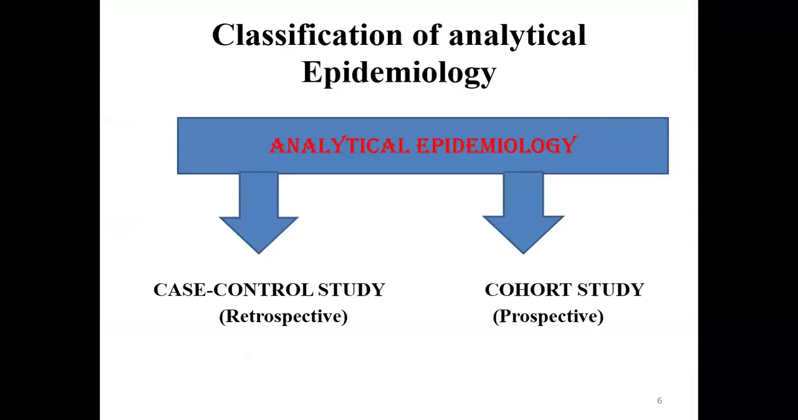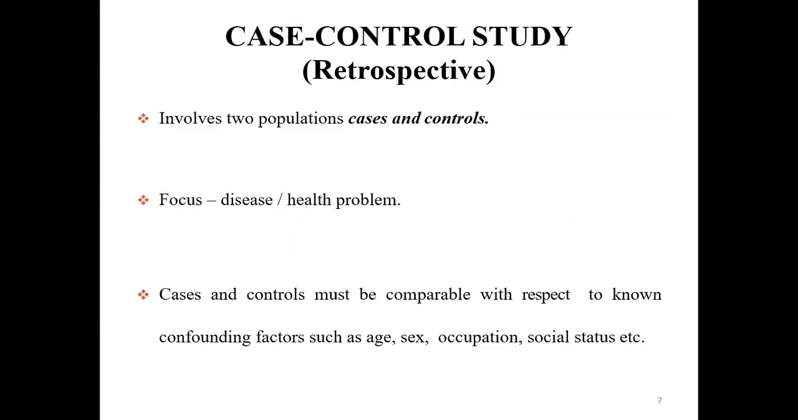It is of two types: case control study, also known as retrospective study, and second is the cohort study, also called as the prospective study. Coming to the first study design, that is the case control study. It involves two populations, cases and control. The focus is on the disease or health problem.